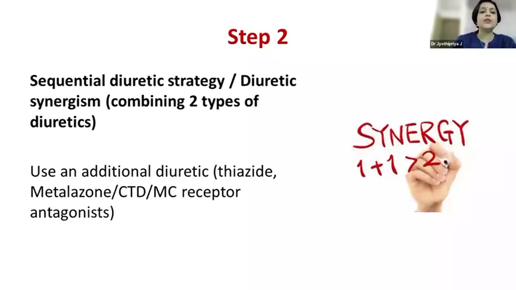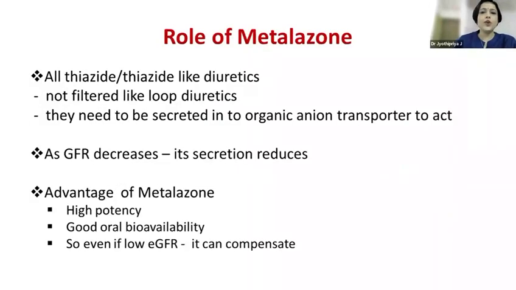So along with loop diuretics, we can add a thiazide or metolazone, a thiazide-like one, chlorthalidone, or a mineralocorticoid receptor antagonist. Now, what is the role of metolazone? Majority have given their option as to add metolazone to the loop diuretics. See, all thiazide and thiazide-like diuretics are not filtered, just like loop diuretics. They need to be secreted into the lumen through the organic anion transporters. Now, as GFR decreases, its secretion reduces. But the advantage of metolazone over other thiazides is that it has high potency and good oral bioavailability. So even if eGFR is low, it can compensate.